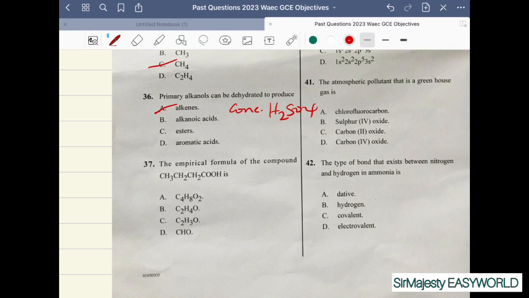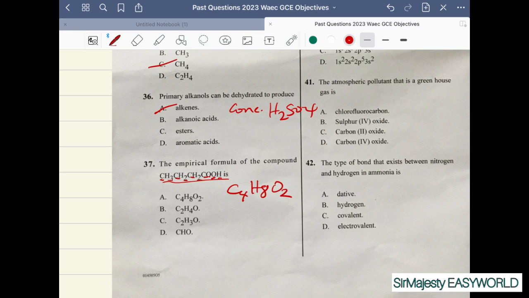Now, number 37 says the empirical formula of this compound. See how to do this. If you meet this in an exam, just count how many carbons. 1, 2, 3, 4. Write C4. How many hydrogens? 3 plus 2 is 5, plus 2 is 7, plus 1 is 8. So we have H8. How many oxygen atoms? 1 and 2. O2. So divide by the LCM.